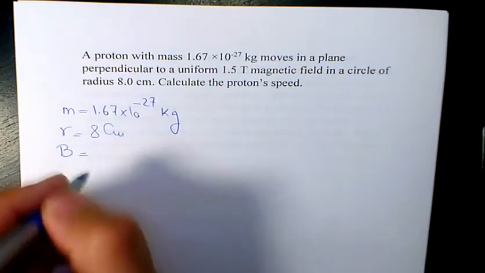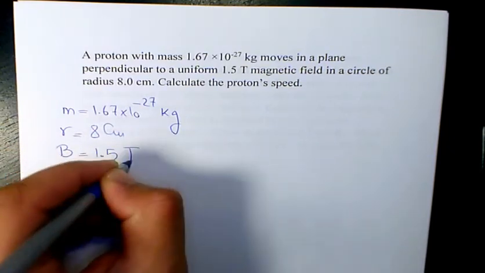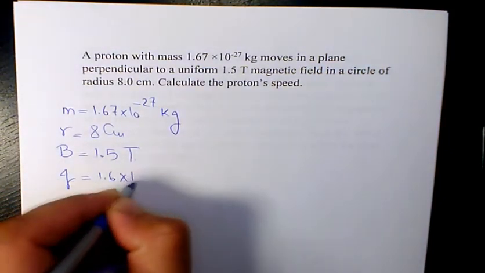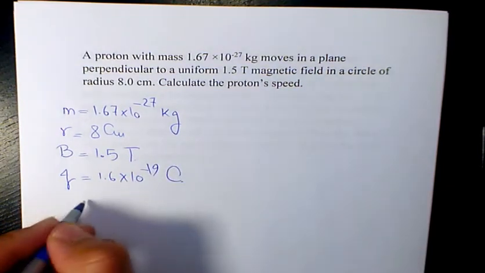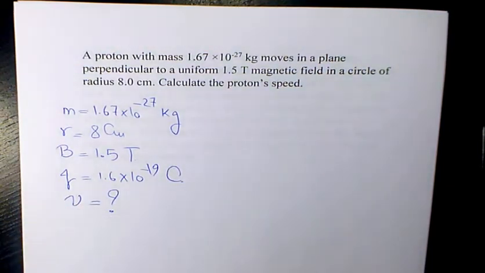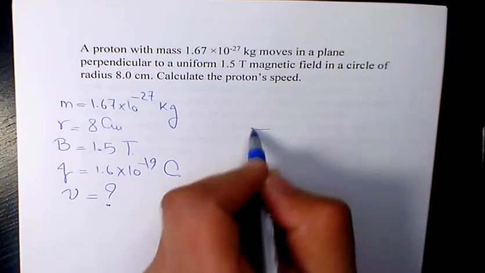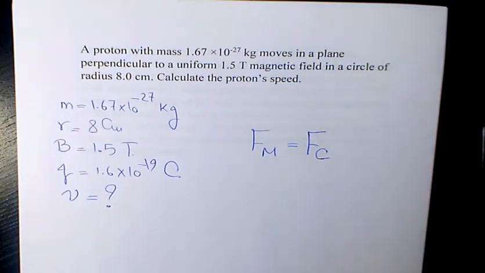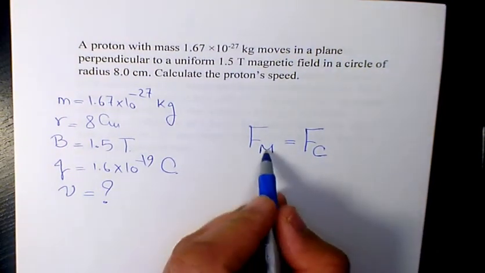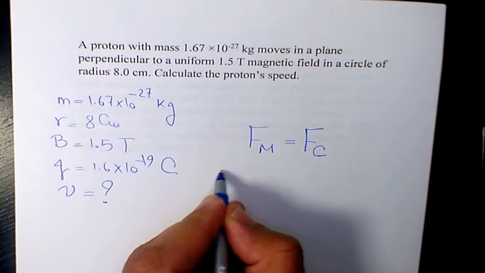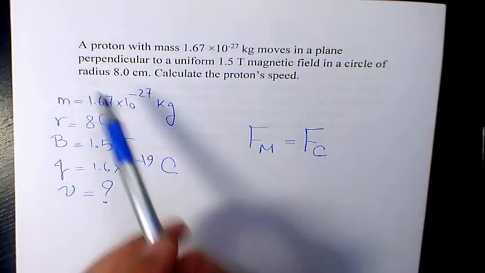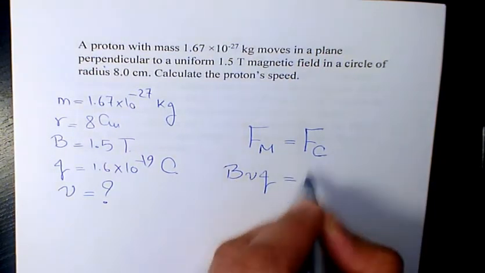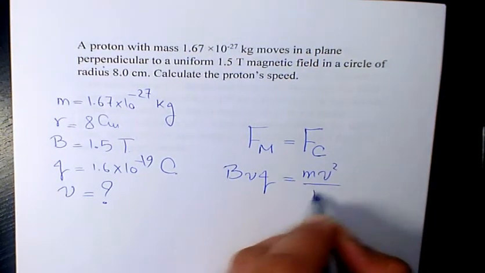B, magnetic field strength, is 1.5 Tesla. Q, since it's one proton, is going to be 1.6 times 10 to the power of negative 19 coulomb. We need to find out the velocity. We have magnetic force, and that has to be equal to the centrifugal force because there is no other force. So Fm is going to be BVQ times sine theta, but here it says perpendicular, so it is going to be just BVQ. And here we have mv squared over r.